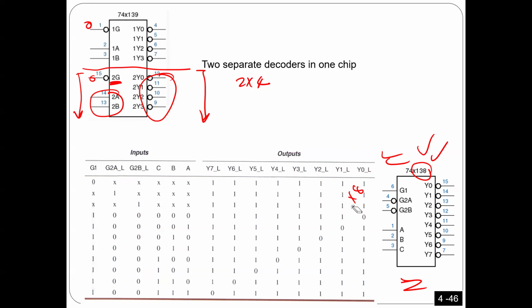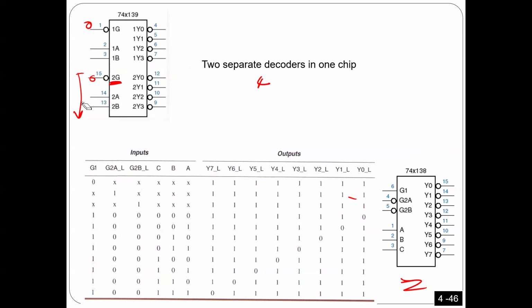Okay, let's move to the next. That's what we will use in the coming lab. 138. So let's see how it works, and that's something interesting. I have just explained this as well. This one is only one decoder, not two. This is different from this one. This is 138, and this is 139. This is 138, which has only one decoder.